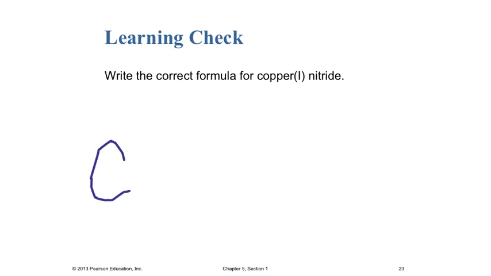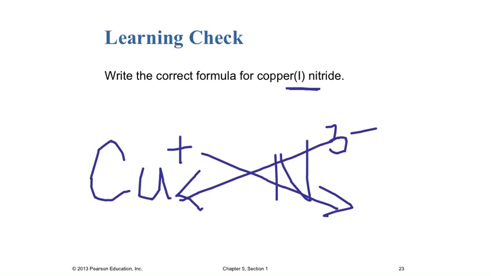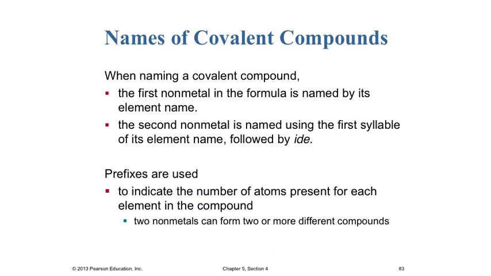So, copper, you have copper and nitrogen. Well, copper, being that we have a Roman numeral 1, has a positive 1. I know it's positive because it's a Roman numeral 1 and it's a cation. And nitride has a 3 minus charge because it's in group 5A. So if we crisscross down, we have copper 3, nitrogen 1.